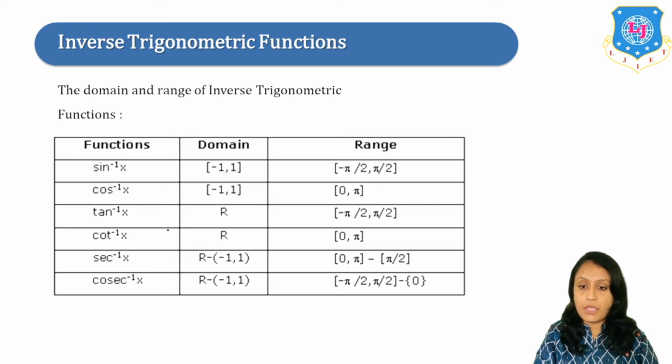For tan inverse x, the domain is R and the range is the open interval minus pi by 2 to pi by 2. Then for cot inverse x, the domain is R and the range is 0 to pi. For sec inverse x, the domain is R minus the interval minus 1 to 1, and the range is the closed interval 0 to pi minus pi by 2. And for cosec inverse x, we have domain R minus the interval minus 1 to 1 and the range is from minus pi by 2 to pi by 2 minus 0. Now we have to remember the domain and range of these functions.